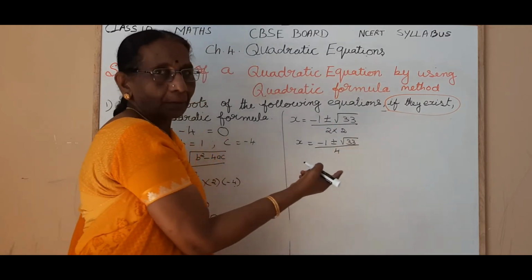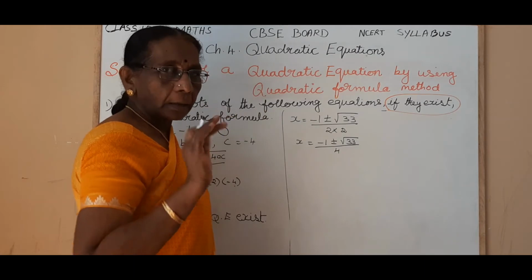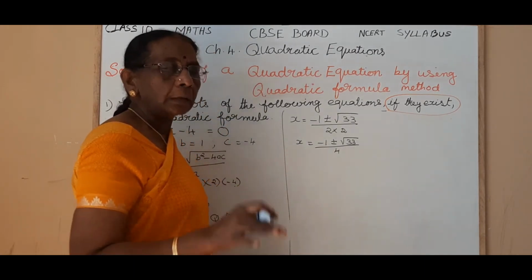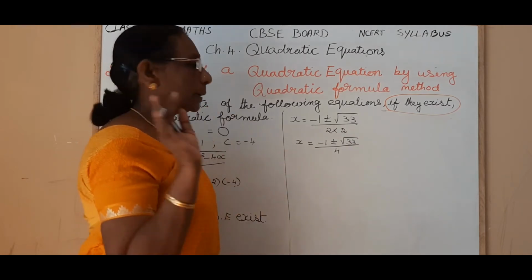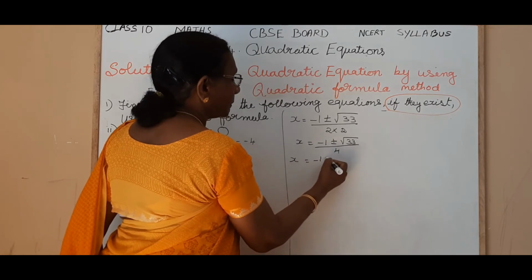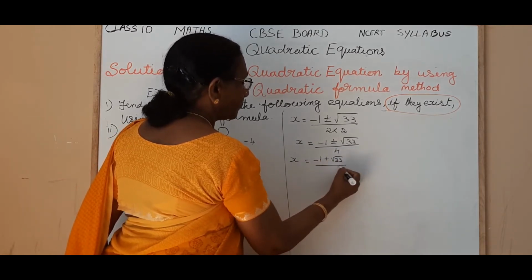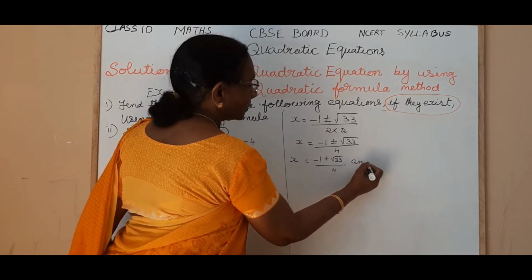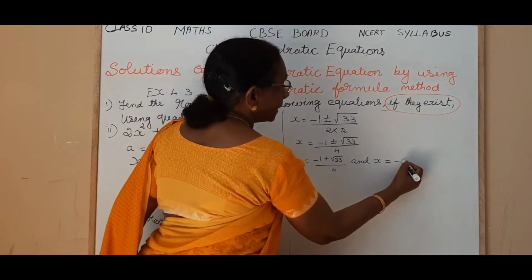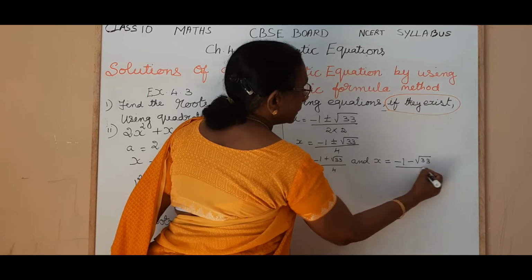Okay, we cannot find the square root of 33, we can write it as it is. Okay, because the roots are real numbers. So irrational numbers can also be the solutions of a quadratic equation. Okay, so x is equal to minus 1 plus root 33 by 4 and x is equal to minus 1 minus root of 33 by 4.